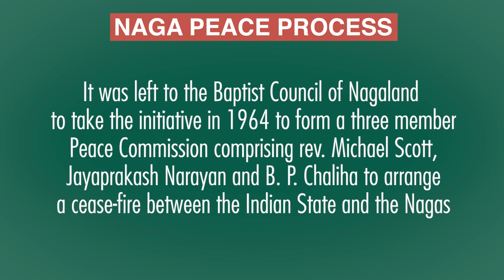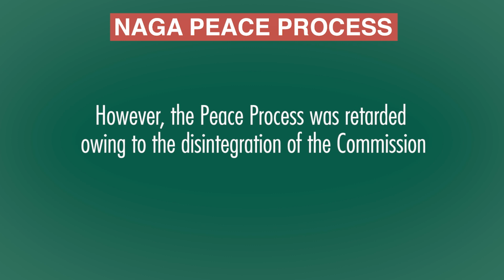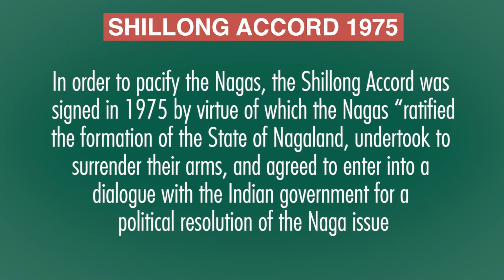However, the peace process was disturbed and retarded owing to the commission that was created and their failure to submit a proper resolution. The next important landmark in the resolution of the Naga issue was the Shillong Accord of 1975. In order to pacify the Nagas, the Shillong Accord was signed in 1975, by virtue of which the Nagas ratified the formation of the state of Nagaland, undertook to surrender their arms and agreed to enter into a dialogue with the Indian government for a political resolution of the Naga issue.